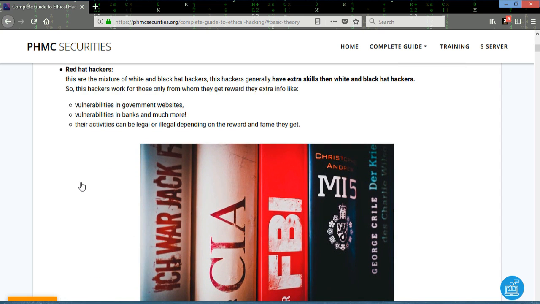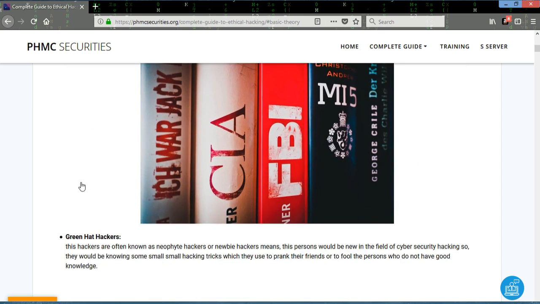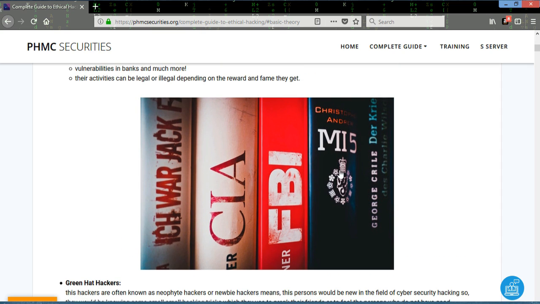Then we have the red hat. As this image says everything, CIA, FBI, MI5, everything is clear from the image. It is a very big level of work. So if you are working for government agencies, if you are working in big banks, if you are working for very, very big giants, then your work is red hat hacking.